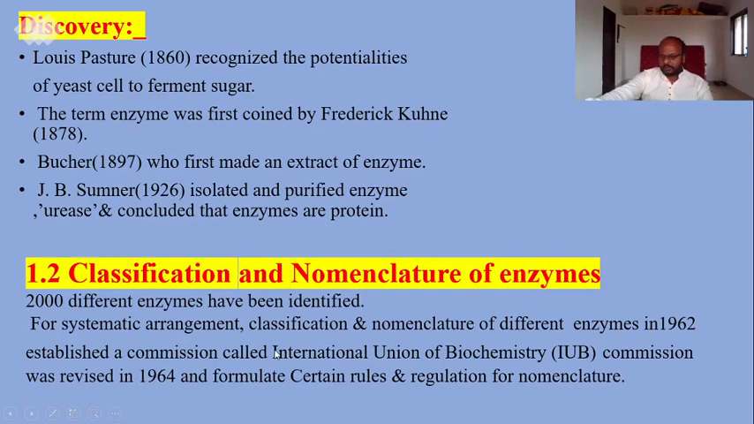For systematic arrangement, classification and nomenclature of different enzymes, in 1962 a commission called the International Union of Biochemistry, in short IUB, was established. The commission was revised in 1964, and it formulated certain rules and regulations for nomenclature and classification of enzymes, because the number is enormous and we cannot remember it all at a time. Therefore, there is a need for classification and nomenclature of enzymes.